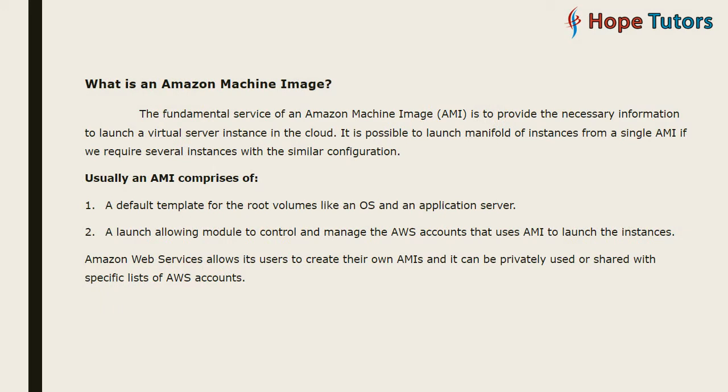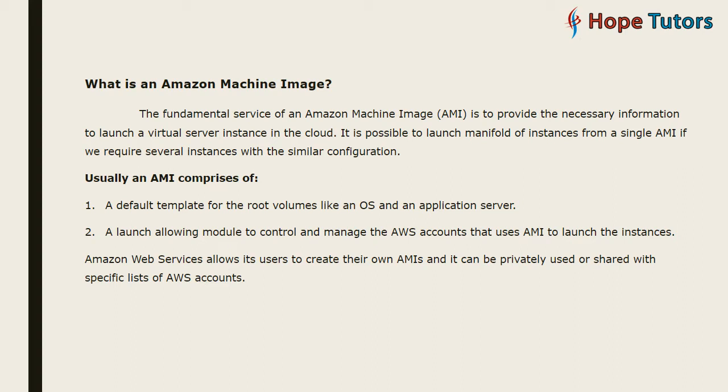What is an Amazon Machine Image? The fundamental service of an Amazon Machine Image, AMI, is to provide the necessary information to launch a virtual server instance in the cloud. It is possible to launch manifold instances from a single AMI if we require several instances with the similar configuration.